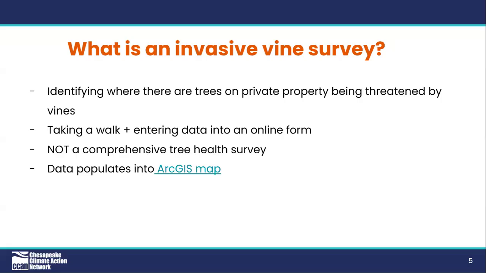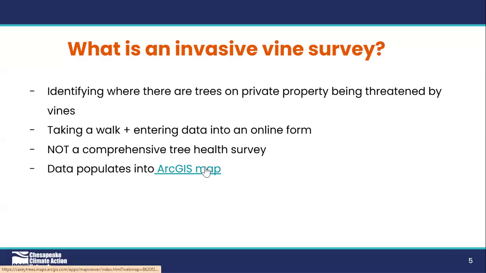So the form populates onto this map, which I'll pull up in a second here. But I want to make the distinction that this is not a comprehensive tree health survey. That's something that would need to be done by a certified arborist. We're not looking at different health indicators with trees. We're simply looking at whether or not this tree is moderately to severely affected by invasive vines to the extent that we would want to go in and remove those so that this tree does not die imminently. And I'll talk about what I mean by moderately to severely affected in a moment here.